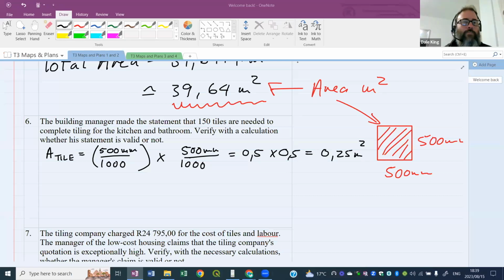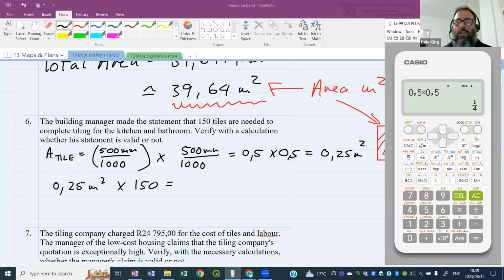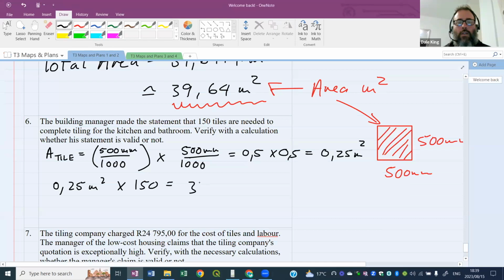Yes, Ben. You times it by 150. So we're going to times this by 150. I'm sure you were going to say the same thing. We times this by 150 to see what area we get. You could do that. All right. Because the guy says you need 150 of these things. So 0.25 times 150, and we get 37.5. That's 37.5 square meters.